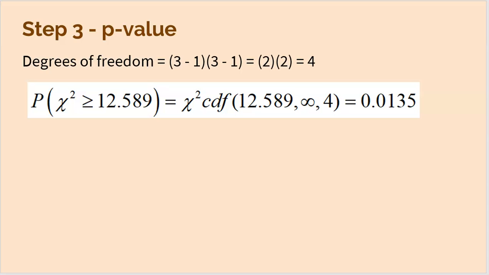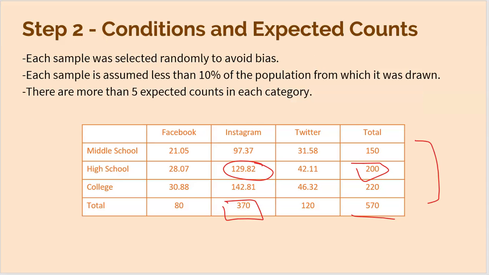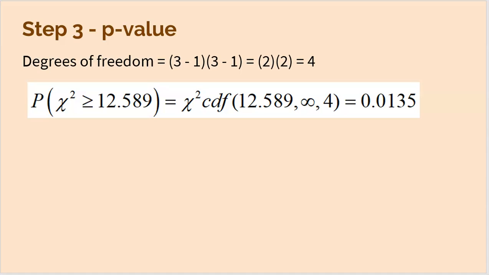Then comes the p-value. So remember, let's talk about the degrees of freedom real quick. I'm actually going to go back to the chart. So we have 3 categories down the left-hand side for the rows: middle school, high school, college. We have 3 categories across the top: Facebook, Instagram, Twitter. Do not count the totals as categories. So 3 minus 1 is 2. 3 minus 1 is 2. 2 times 2 is 4. So we have 4 degrees of freedom in this problem.